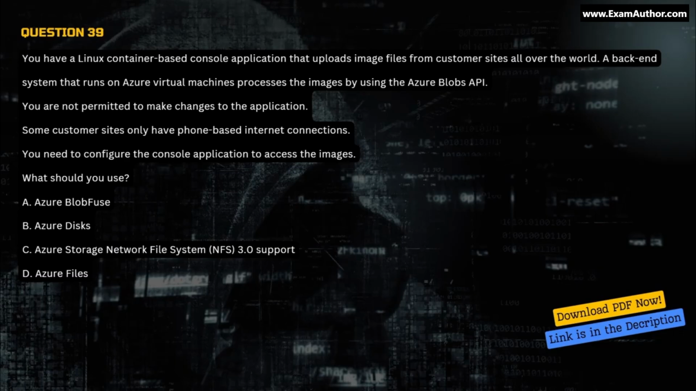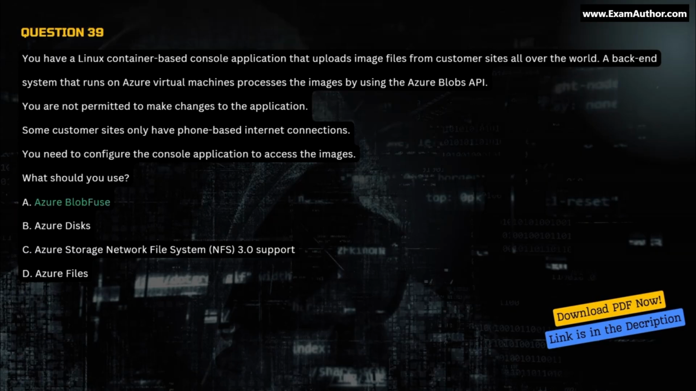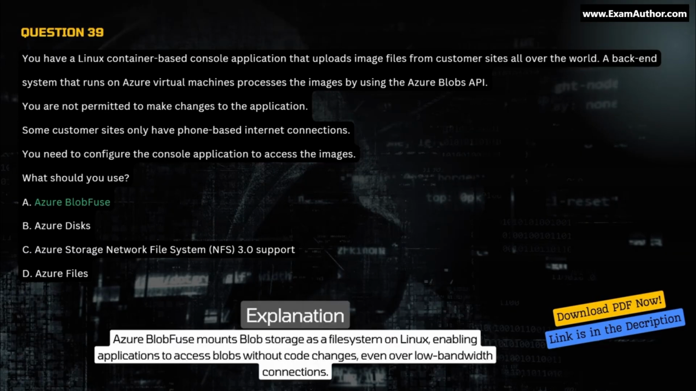What should you use? A. Azure Blob Fuse. B. Azure Disks. C. Azure Storage Network File System, NFS 3.0 support. D. Azure Files. Correct answer A. Azure Blob Fuse. Explanation. Azure Blob Fuse mounts blob storage as a file system on Linux, enabling applications to access blobs without code changes, even over low bandwidth connections.